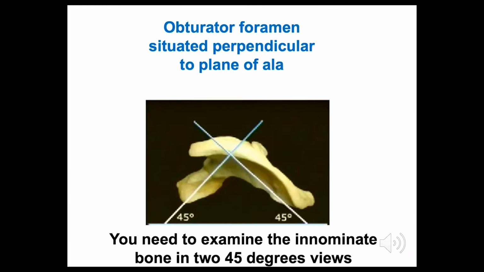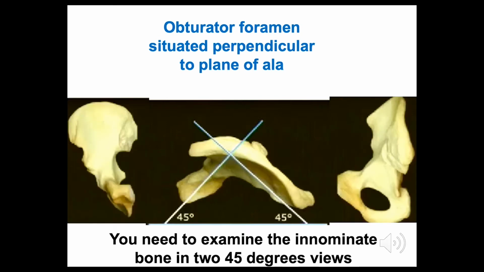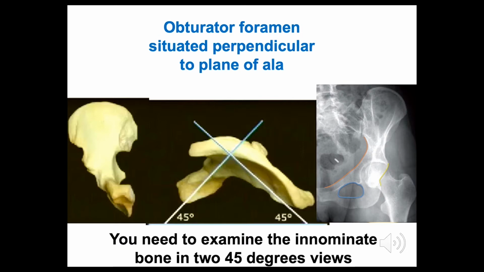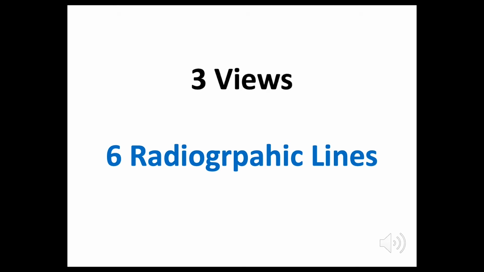So just to recap, the plane of the obturator foramen is situated perpendicular to the plane of the ala, so you need to examine the innominate bone in two 45 degrees views. So for proper assessment of acetabular fractures, we would like to request 3 views, including AP, obturator oblique, as well as iliac oblique view. In addition, we would need to evaluate and interpret 6 radiographic lines.